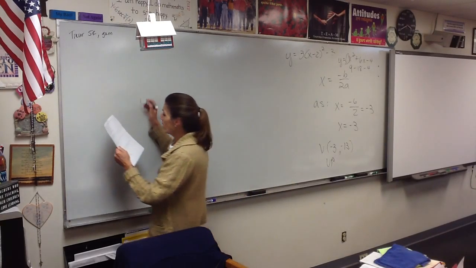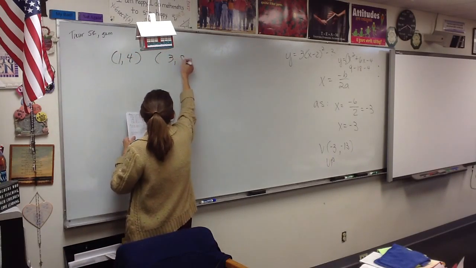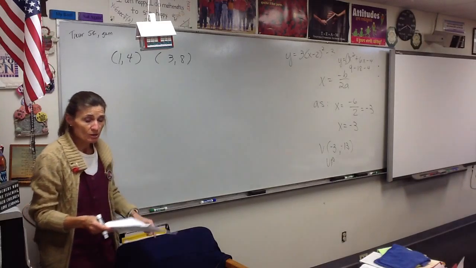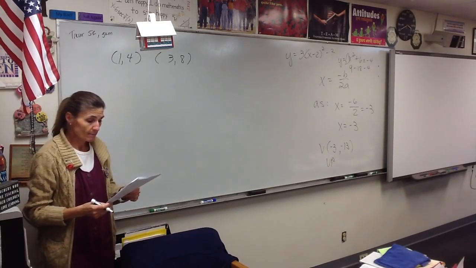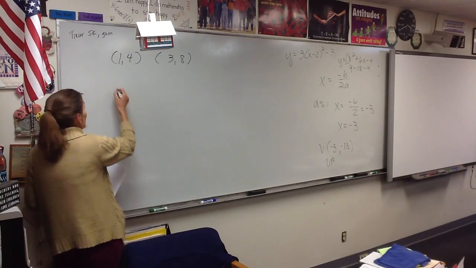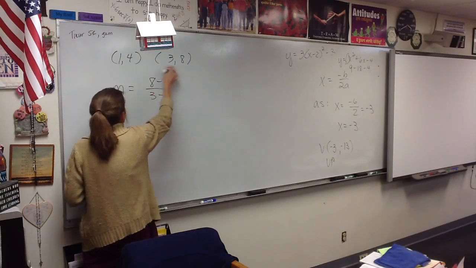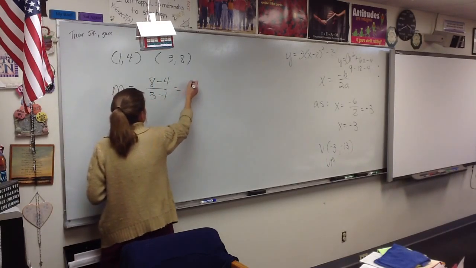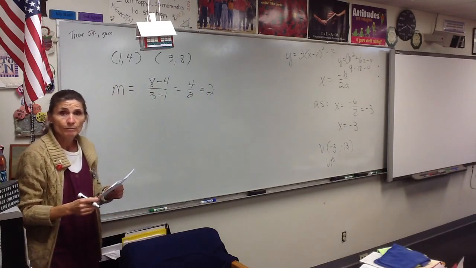All right, number 12 says we have the points (1, 4) and (3, 8), and we're going to write the equation of the line. It says a linear function, that's a line. So when there's a line, we need to find the slope. So we'll find our slope first, y minus y over x minus x. That gives us a slope of 2.